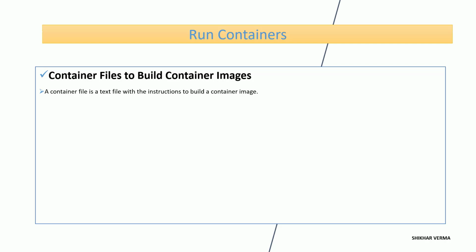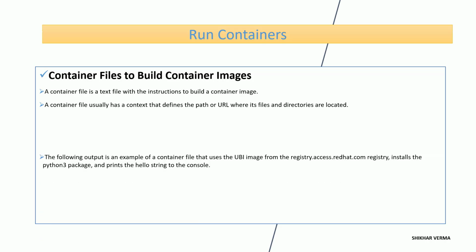and in that file just put all the instructions you want with that image. A container file usually has a context that defines the path or URL where its files and directories are located. It means from where it is going to download the base image.